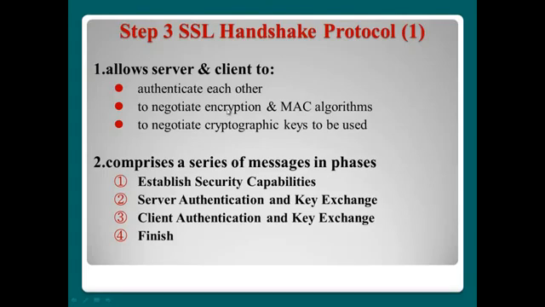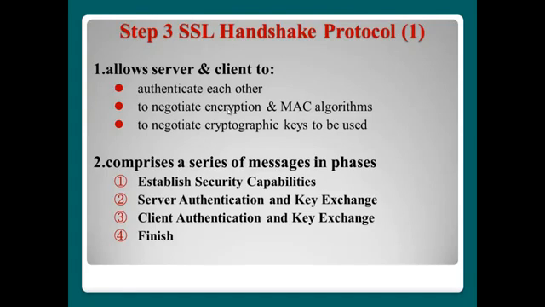For example, for encryption there are many kinds, like AES, DES, triple DES, or RC4. MAC algorithms are like SHA-1 and MD5. After they negotiate, they will later decide, and negotiate the cryptographic keys to be used. What kind of keys they will use or not, like this.